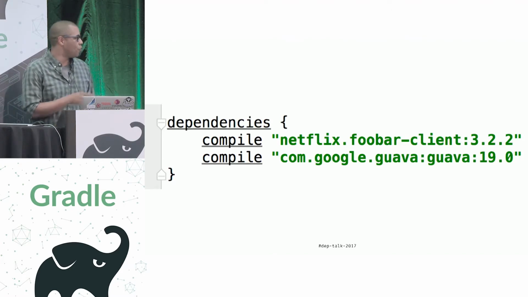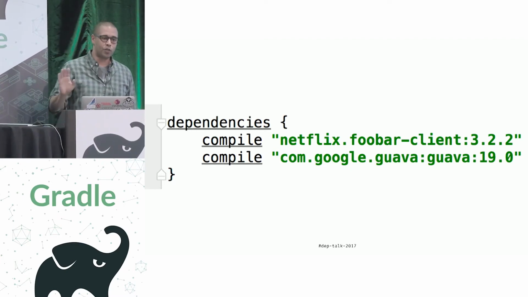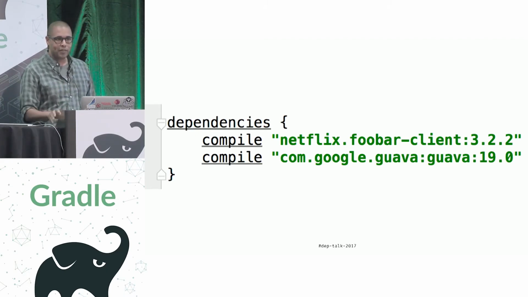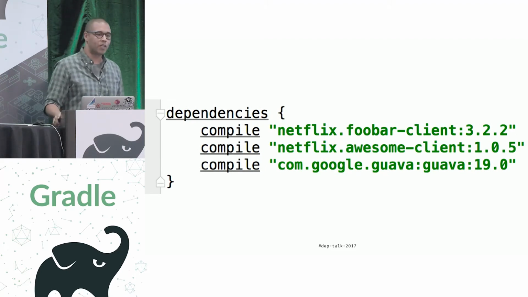So Guava, you decide to pin on Guava 19. And you write some code, and you're pretty happy with your code, and you deploy to production, and everything's great. And then time goes on, and you hear about this new service at Netflix called the Awesome Service. And you say, I gotta include the data from the Awesome Service. And so you add the Awesome client.